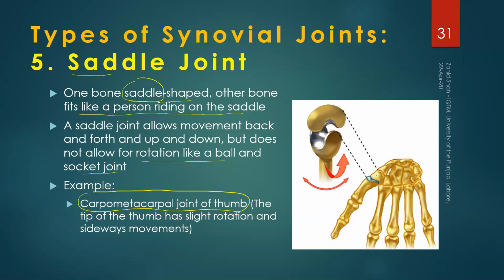So if you rotate your thumb, you can see that it doesn't rotate exactly in a circle. This is not exactly a circular movement, right? So that is your carpo-metacarpal joint of the thumb, somewhere over here. You can see that it is at the distal end of this carpal and the proximal end of the metacarpal of your thumb.